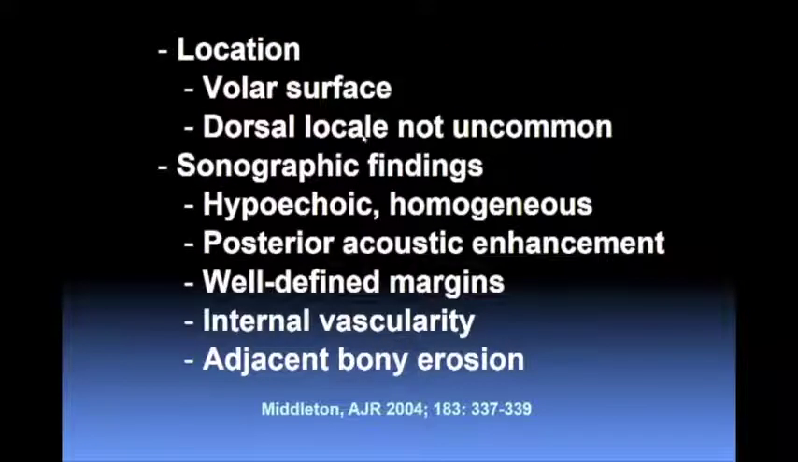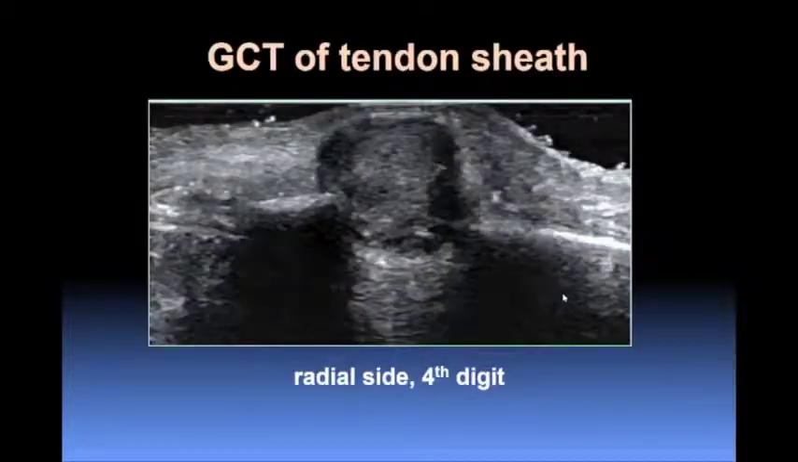They tend to be on the volar surface, although occasionally I've seen them on the dorsal side of the finger, and usually they're hypoechoic, homogeneous. They may show posterior acoustic enhancement. Their margins are well defined, and the key that helps you sort out that this is not a cystic lesion is that there's internal vascularity. It's the easiest way to sort out solid versus cystic. And if these have been there long enough, they can also cause adjacent bony erosion.